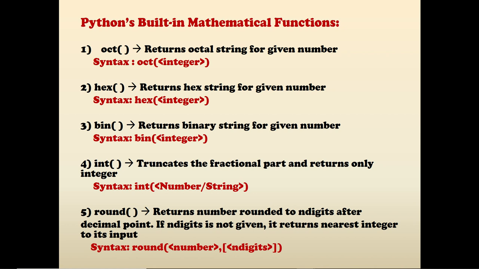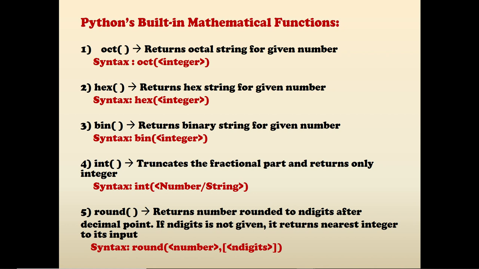oct, hex, and bin are the functions which help you convert a number into octal, hexadecimal, and binary numbers. However, the return value you get is not a number, it is a string. The next function is the int function. We are already using it, so let us understand it more clearly.